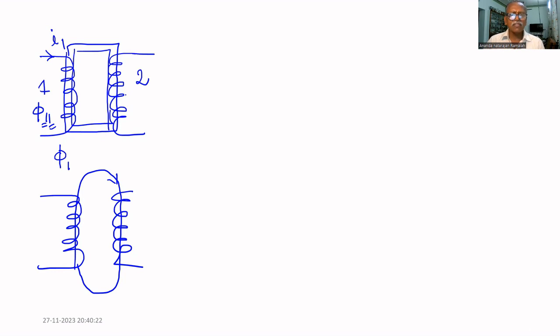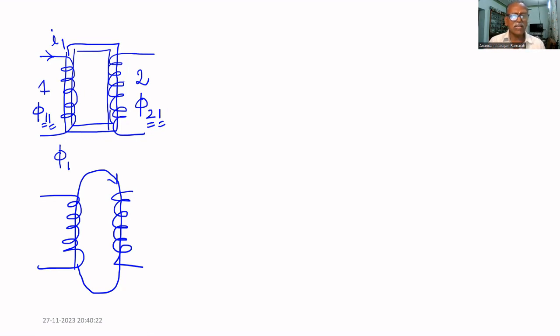The amount of flux linked with the second coil is phi 2,1. This 2 represents the second coil, and this 1 represents I1. It is the flux produced by I1, but it links with the second coil. But not all of the flux produced by the first coil is linked. Not the entire flux is linked with the second coil.